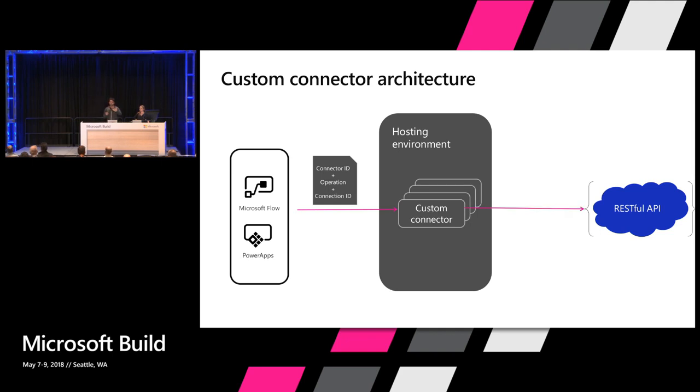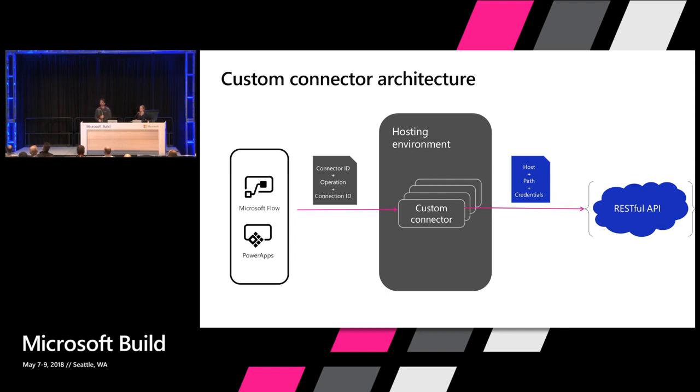So once these building blocks have been provided, the API call goes through the hosting environment, and the custom connector specifically transforms that information into host, path, and credentials. So those lines are actually directly related. Connector ID tells me what the host is. Operation tells me what path to use. And then connection ID tells me what credentials to use.